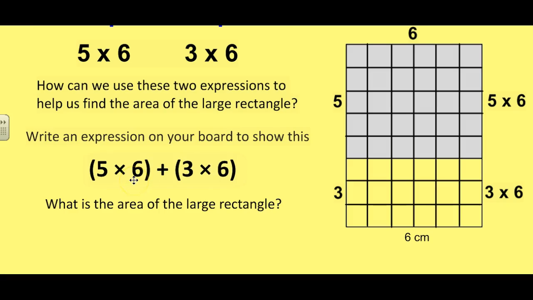Okay, so now I want you to go ahead and solve for 5 times 6, and solve for 3 times 6, and add those together. On your piece of paper, make sure you're writing what is the area of the large rectangle. After you have figured these out, whenever you're ready to check your answer, you may push play.